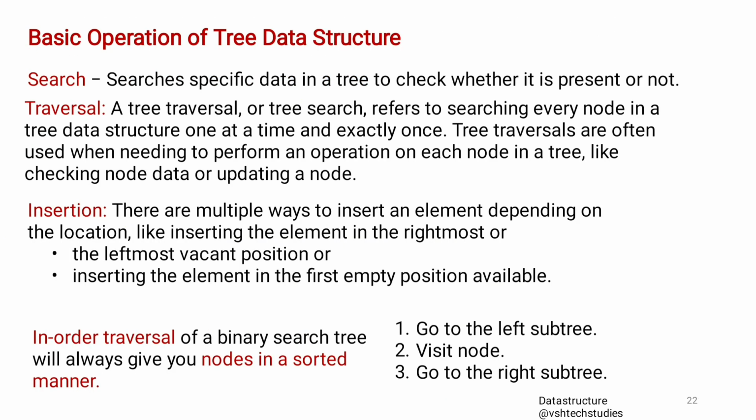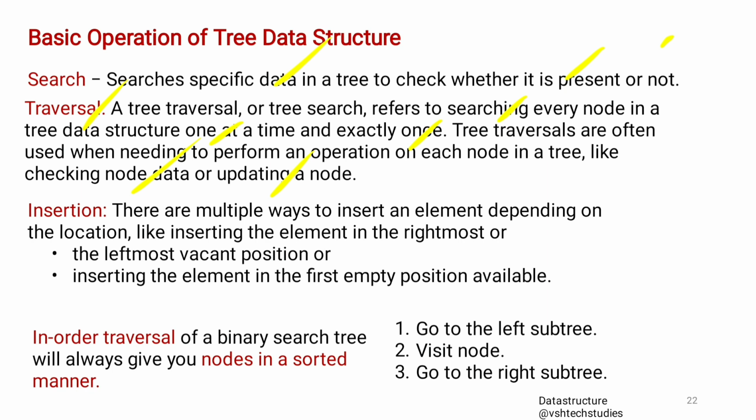So what are the basic operations that we can do with tree data structure? We can do search operation, searching for a particular data, whether it is present, yes or no. Then traversal means traversal deals with searching every node in the data structure, one at a time, exactly once. So this is used to check the node data or update the data.